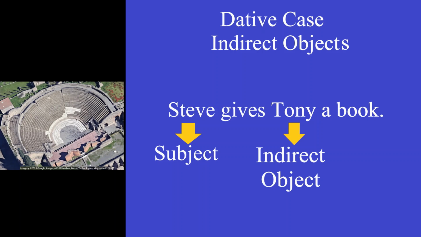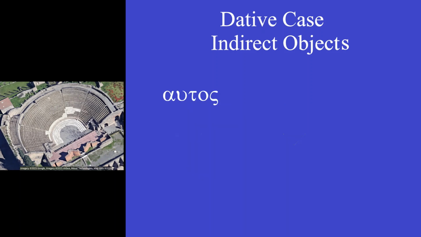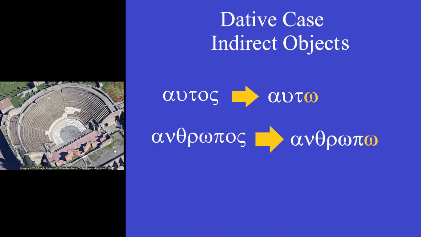In Greek, the omega is used in singular masculine nouns to show the dative case. Therefore, autos becomes auto for to him. Anthropos becomes anthropo for to a man. Theos becomes theo for to God.